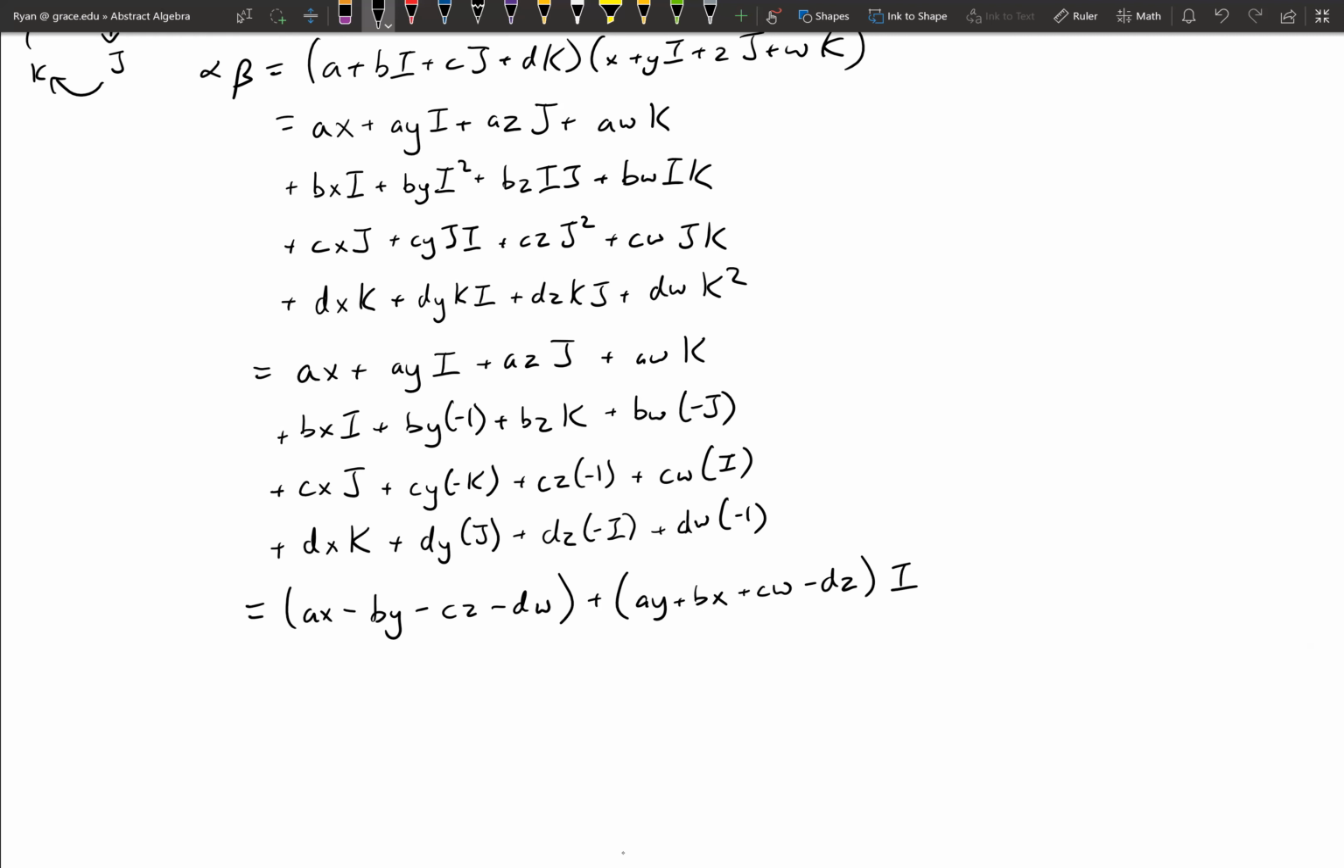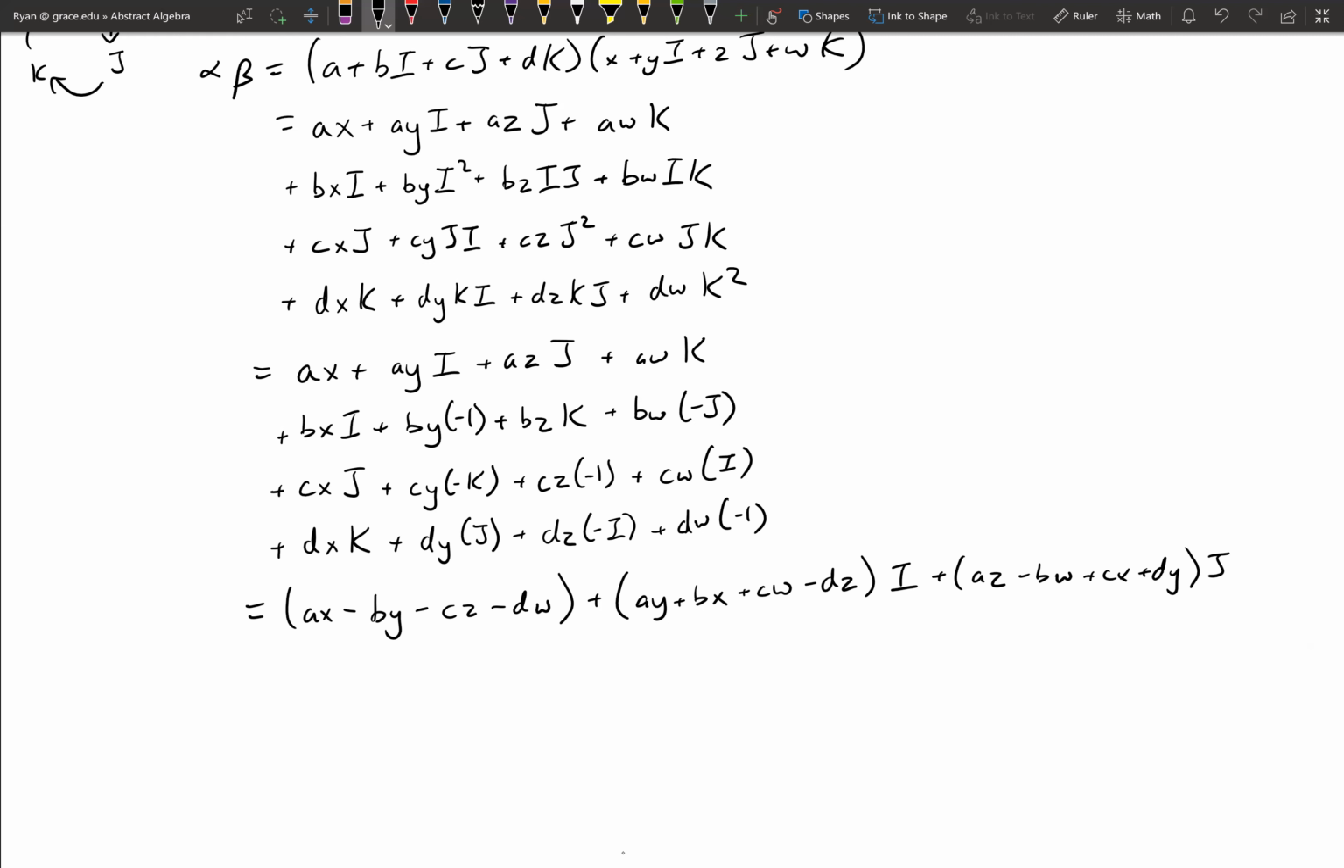And then we'll go the same for J's. We'll go row 1, row 2, row 3. So plus AZ minus BW plus CX plus DY.